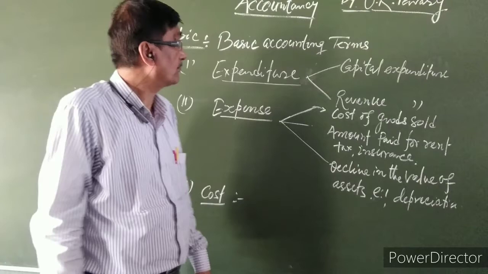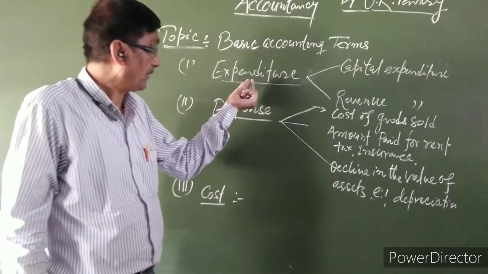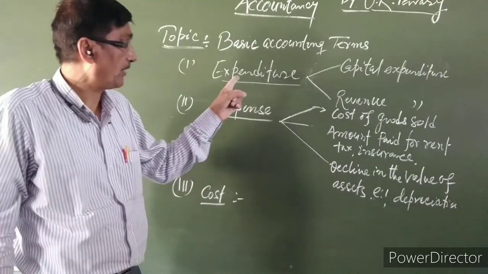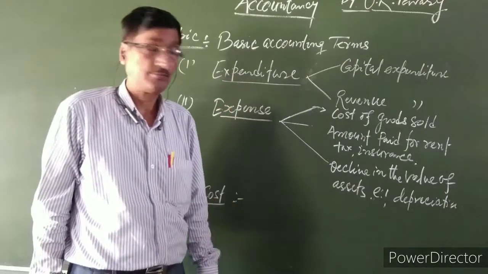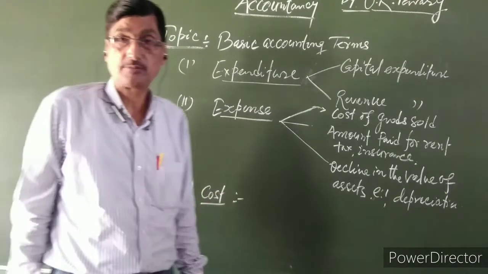Under basic accounting terms, we have to discuss the important terms. One is expenditure, second is expense, and third is cost.